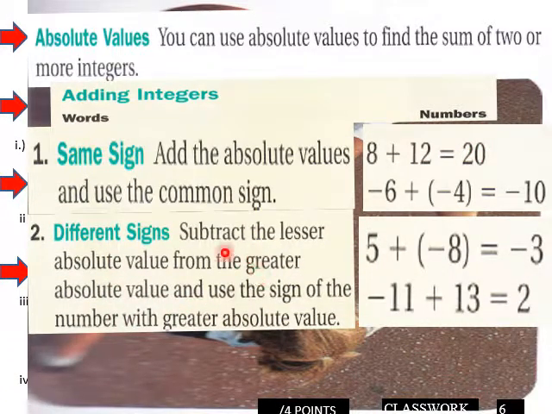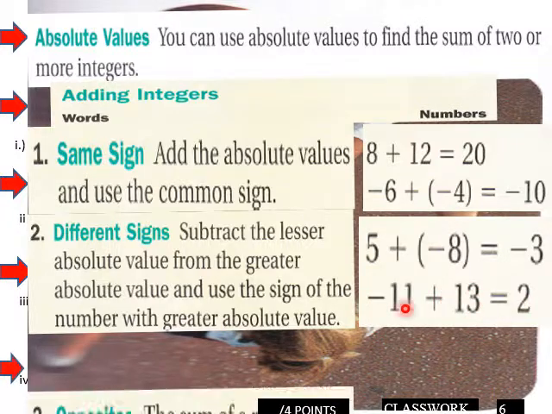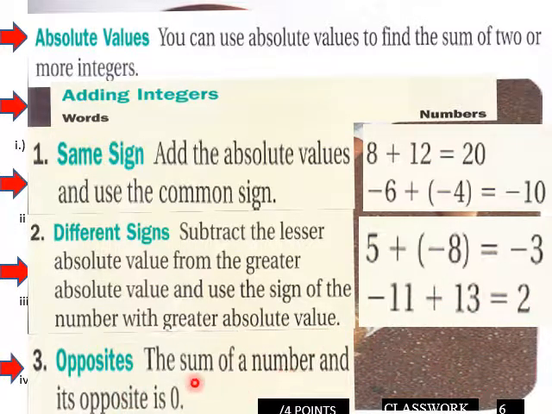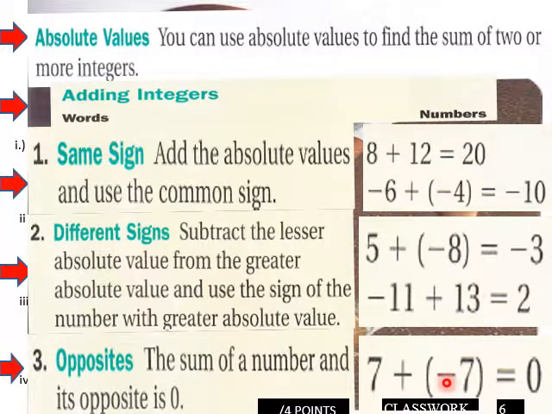Different signs, subtract the lesser absolute value from the greater absolute value, and use the sign of the number with a greater absolute value. So in this situation here, 8 is greater than 5, so we combine them, we get negative 3 here for 5 plus negative 8. Here, now positive 13 is greater than 11, so when we combine them, we get a positive 2. And then the sum of a number and its opposite is 0, so now we have opposite. 7 plus a negative 7, we'd end up back in the origin on a number line, so that would be 0. So these are the different kinds of combinations here when you're adding integers.